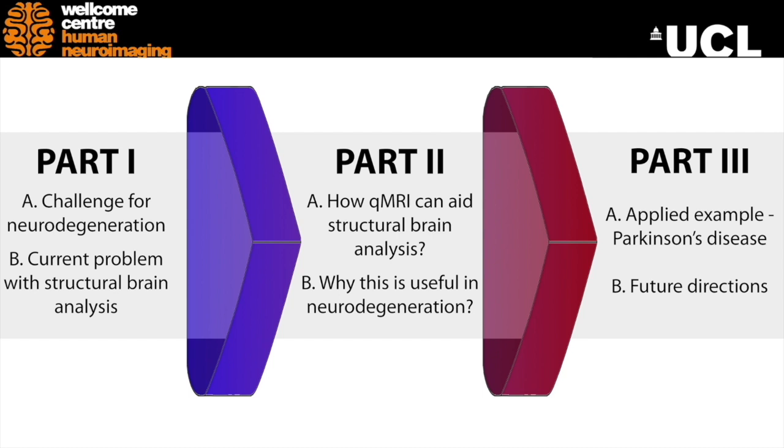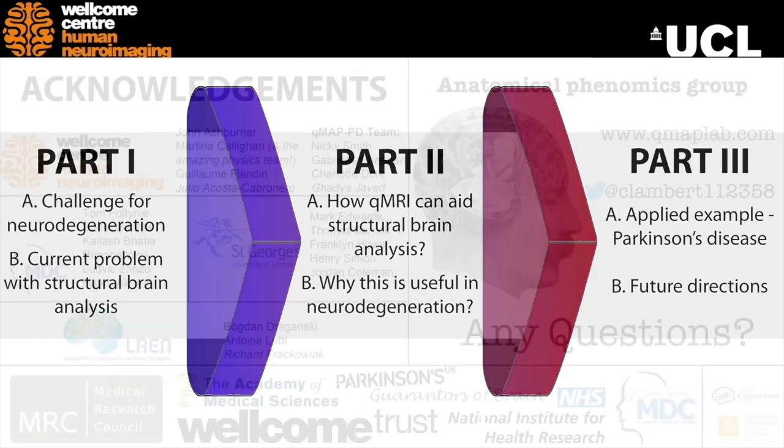So in conclusion, through this talk we've discussed the challenges for neurodegeneration and the current problems with structural brain analysis, and outlined how quantitative MRI can help, particularly in this field, and finally provide a worked example using Parkinson's disease and outline possible future directions.